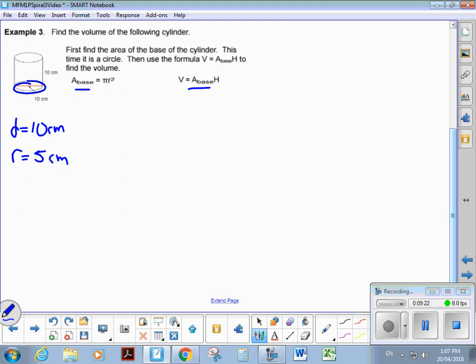So what is the area of a circle? Well, it's pi r squared. So that's going to be 3.14, that's my pi, times 5 squared. So I'm finding the area of the base of this cylinder. So the area of the base is 78.5 centimeters squared. Now, we have stacked 10 of them on top of each other. So we have 10 circles, 10 areas that have been stacked on top of each other.